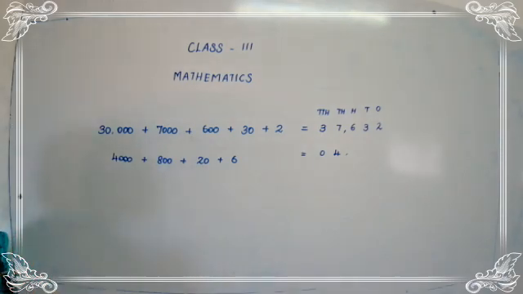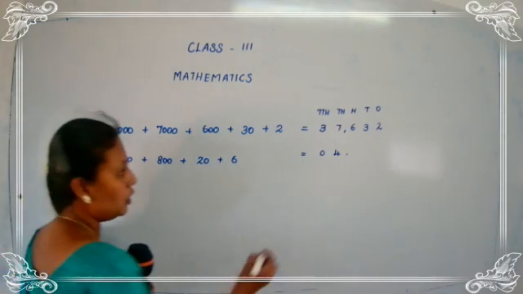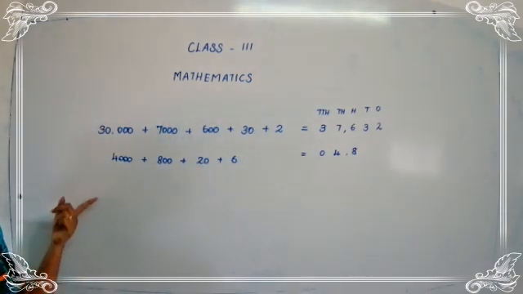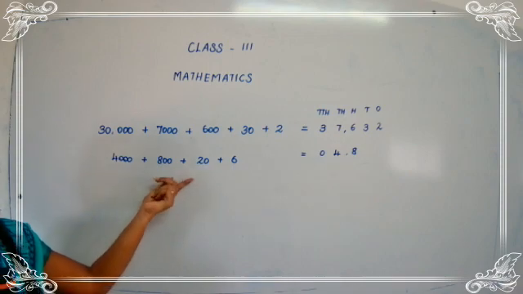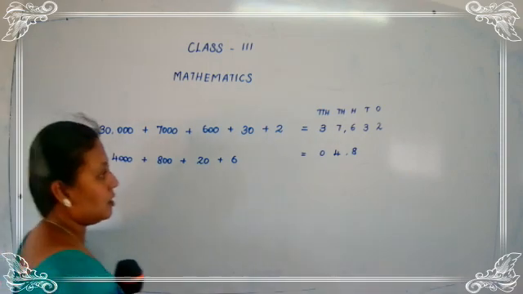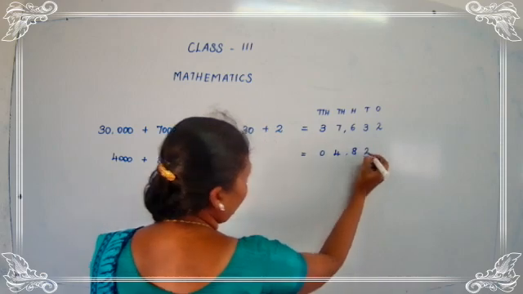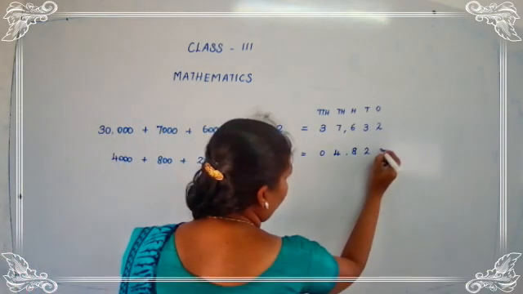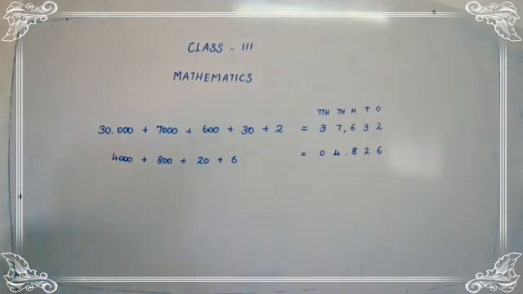Then how many hundreds are here? 800. So in the hundred place value you should write 8. Then you have to see the tens place. How many tens are here? 2 tens. So you take and write 2 here. Then see the ones place. Which number is in the ones place? 1 6 is 6. So you take and write the 6 in the ones place.